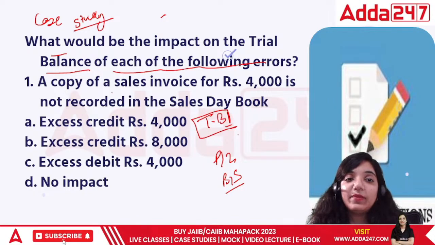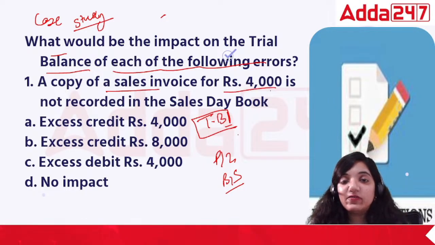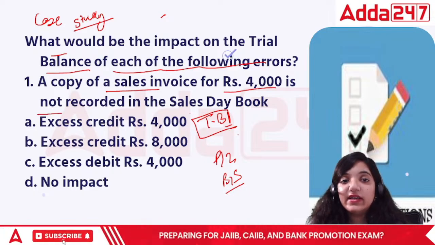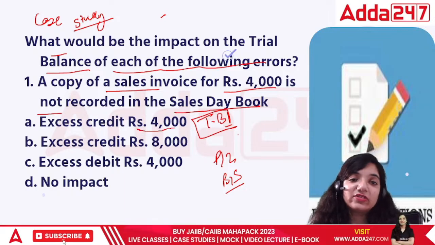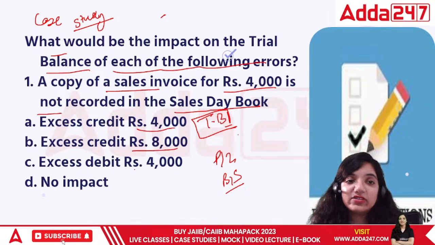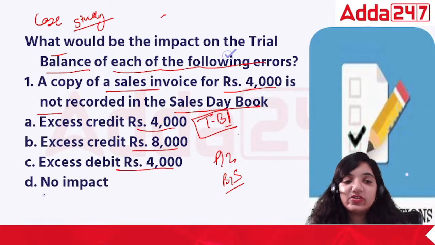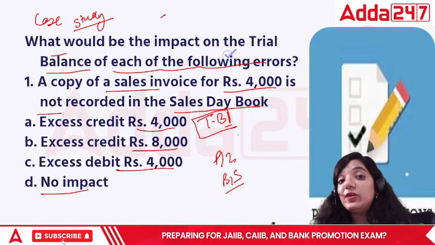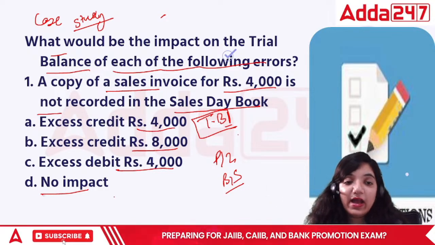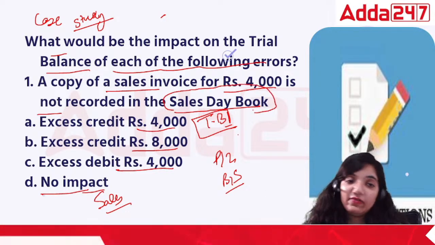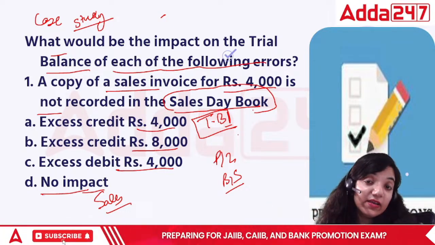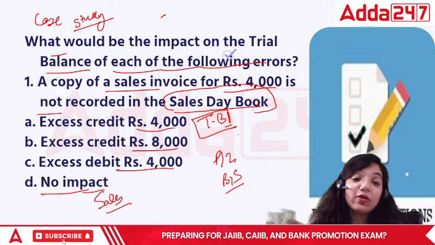Okay? A copy of a sales invoice of rupees 4,000 is not recorded in the sales day book. Excess credit 4,000, excess credit 8,000, excess debit 4,000, or no impact. A copy of sales invoice. Okay, there is a sale that I made, but I forgot to record it in the sales book. If I have forgotten it, technically my income is not recorded properly.